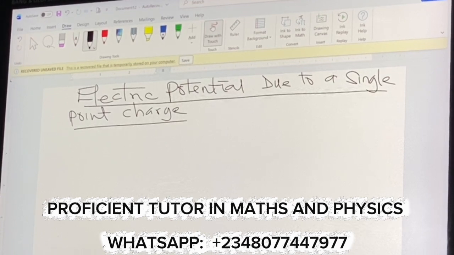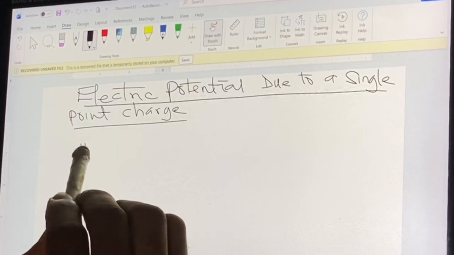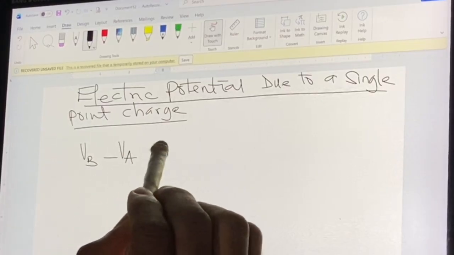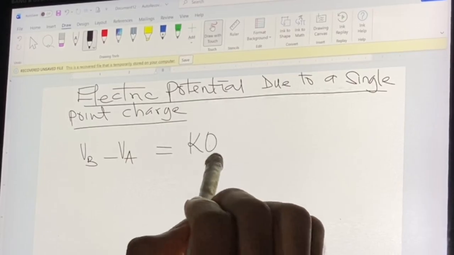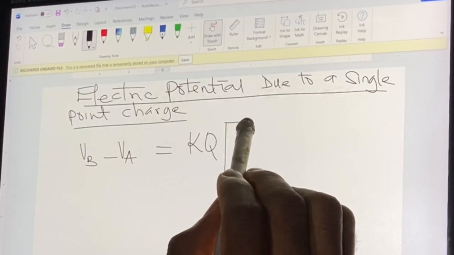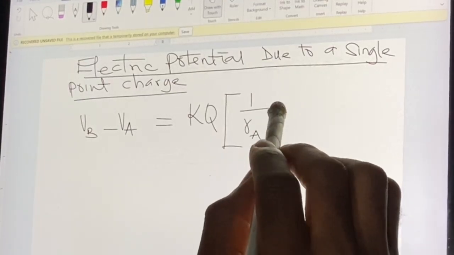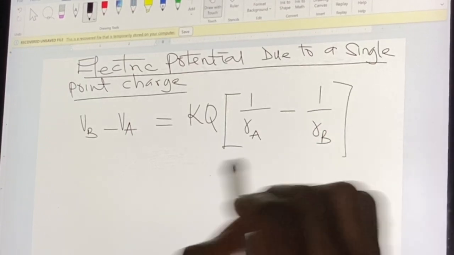The formula for electric potential when distance is given can be expressed as VB minus VA is equal to KQ into 1 over rA minus 1 over rB. This is the formula here.